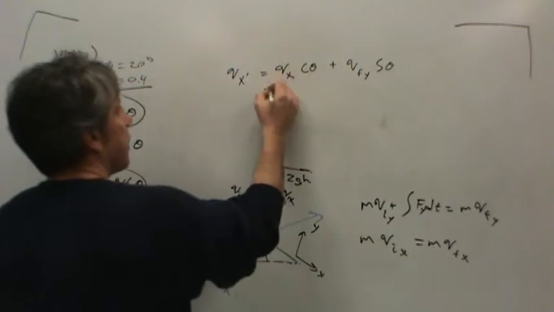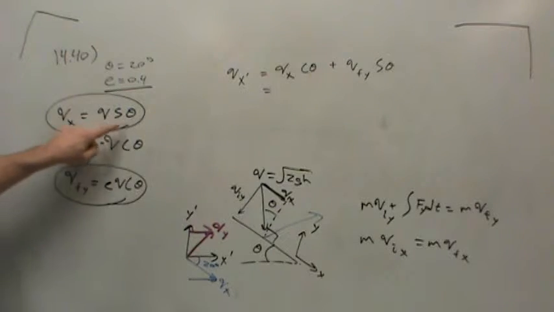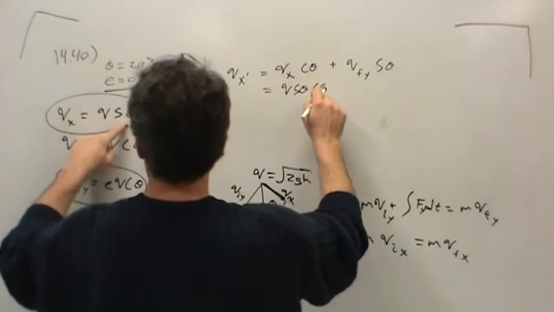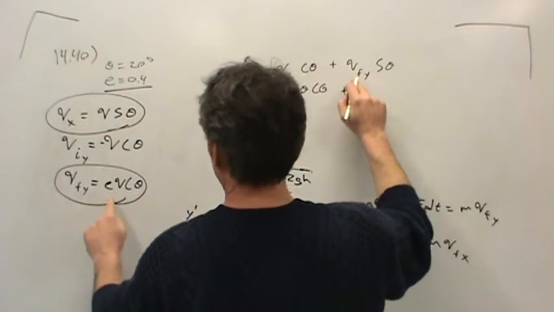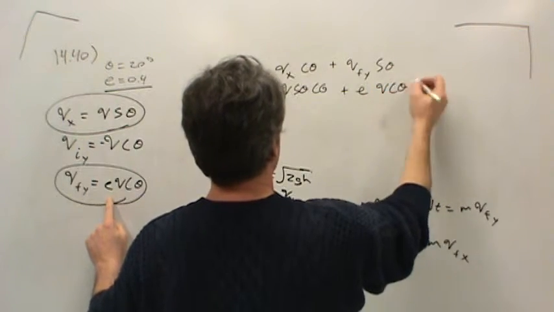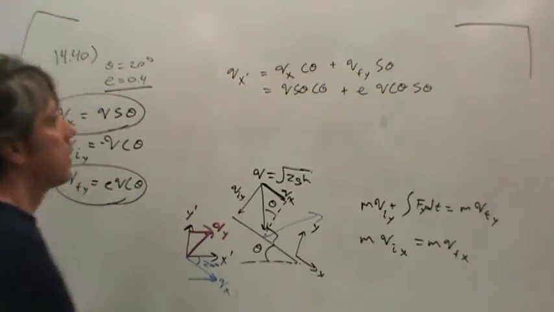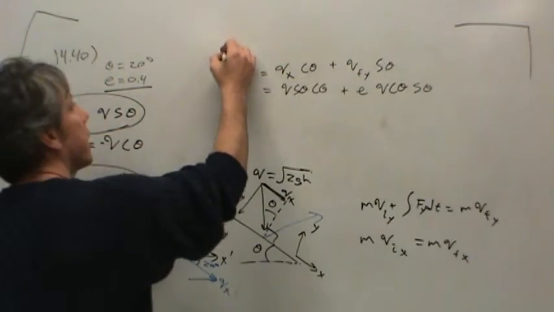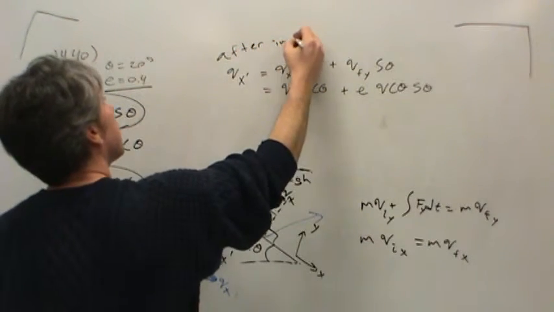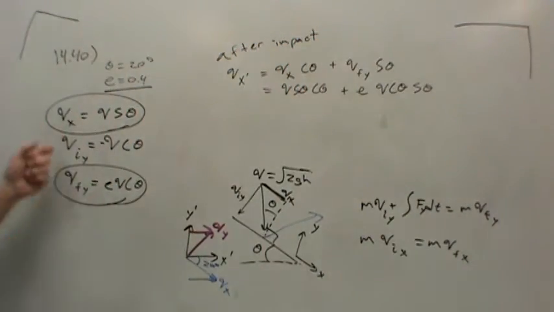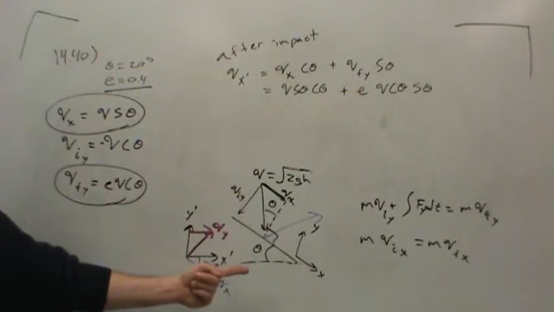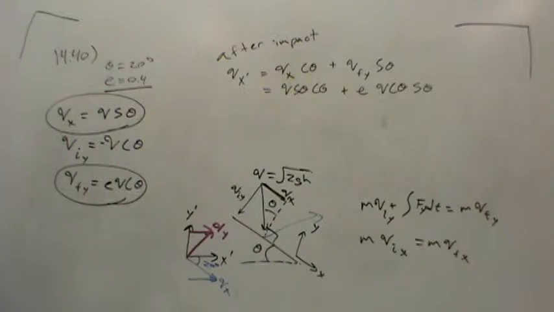Okay. Now, let's expand this just a little bit. Vx is actually V sine theta. So that's Vx. I have to pull down the cosine theta. Vfy is e V cos theta. I have to pull down the sine theta. Okay? And now I've got the velocity in the x prime direction. Notice this is after impact. How do I know it's after impact? Well, I'm using Vx and Vy that are after impact, so this must be after impact. All I'm doing is changing the vector to a different coordinate system. I'm just writing the x prime component of velocity after impact.